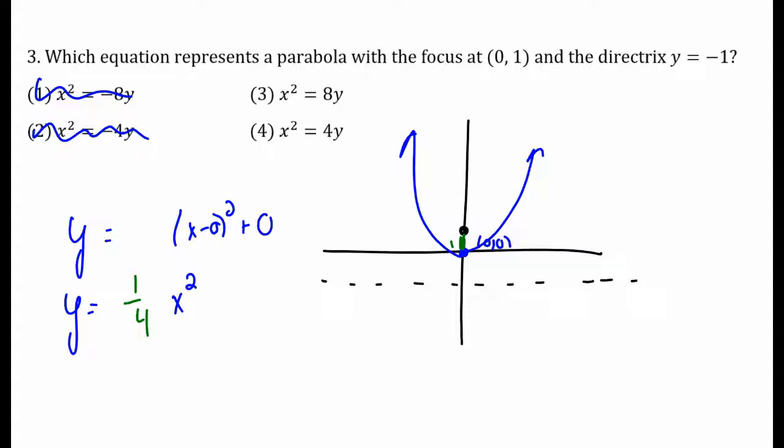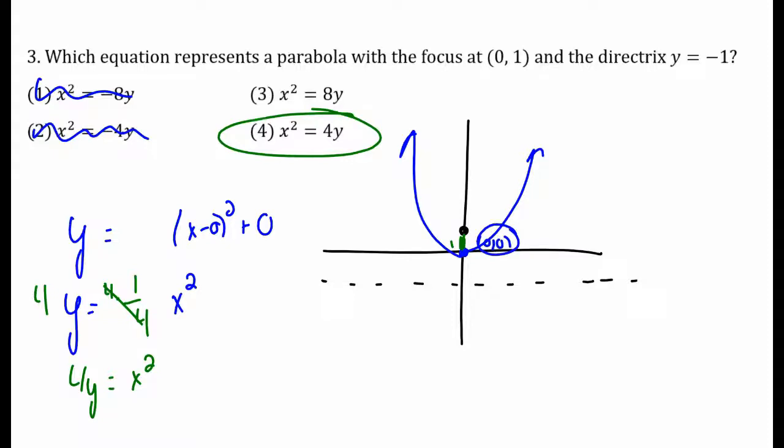I don't see that here, because what New York State did here is they multiplied that 4 over. So 4y equals x squared. That's how we get the equation of the parabola here. Drawing that picture and finding that vertex is the most important piece.